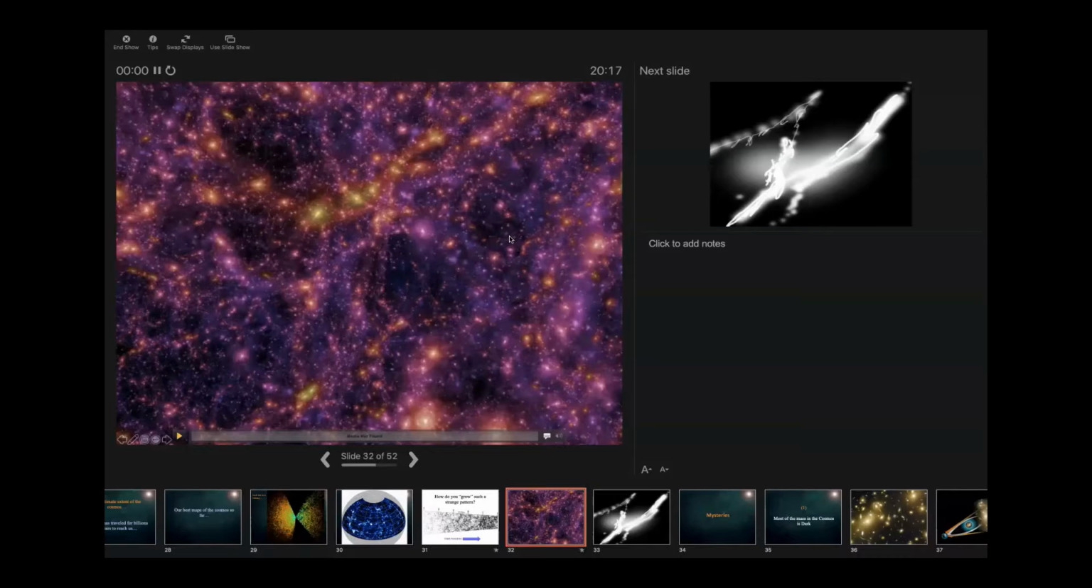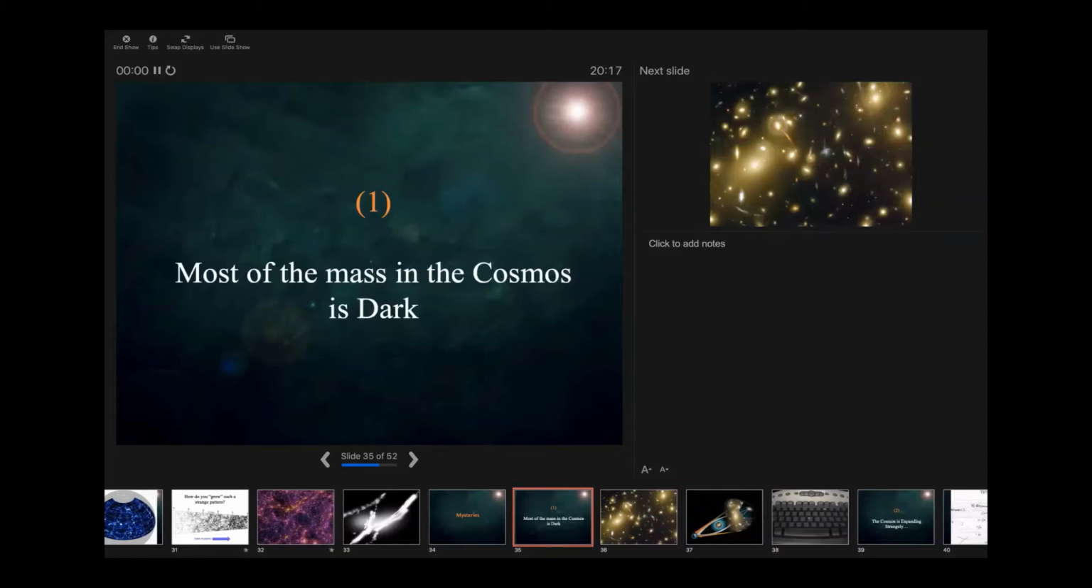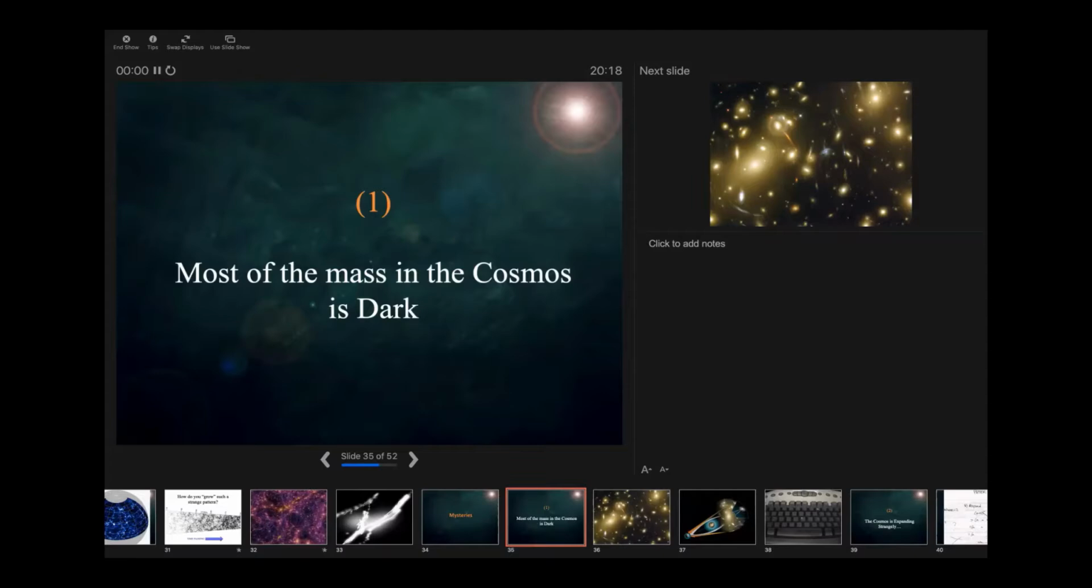Okay, so that's a very whirlwind tour of cosmology, of what we do know about the universe. Let me just tell you about some of the things that we don't yet understand. Some of the things that we don't understand is that most of the matter in the universe is invisible to us. It's dark. How do we know that there's stuff out there that's dark?